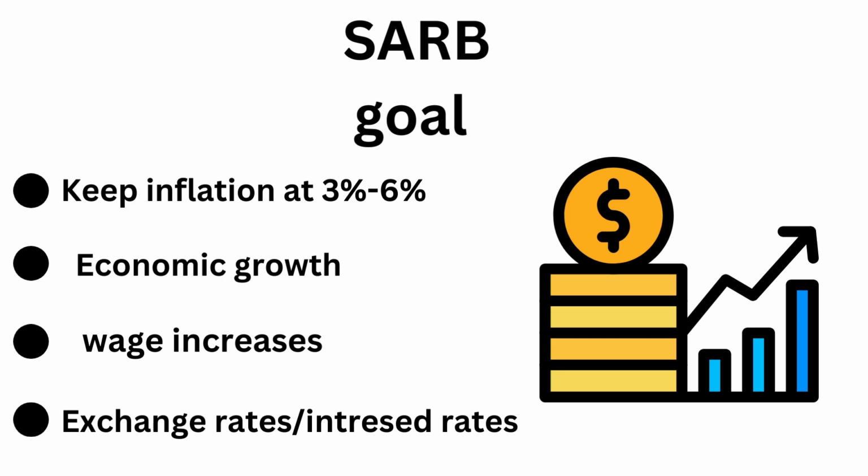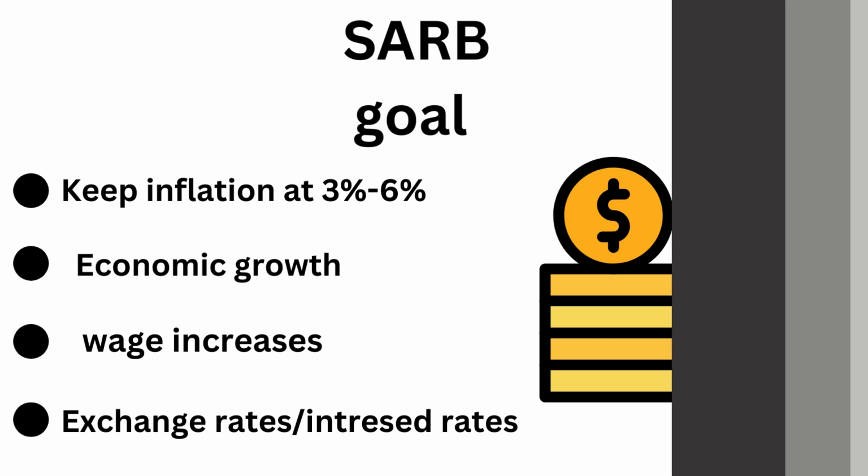How the SARB controls inflation. The SARB's goal is to keep inflation within a target range of 3% to 6%. They look at factors like economic growth, wage increases, and exchange rates when deciding on interest rates.